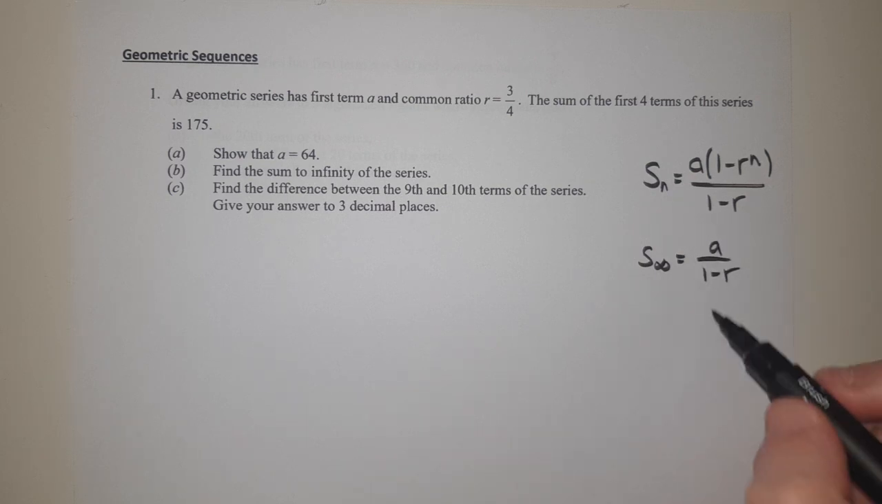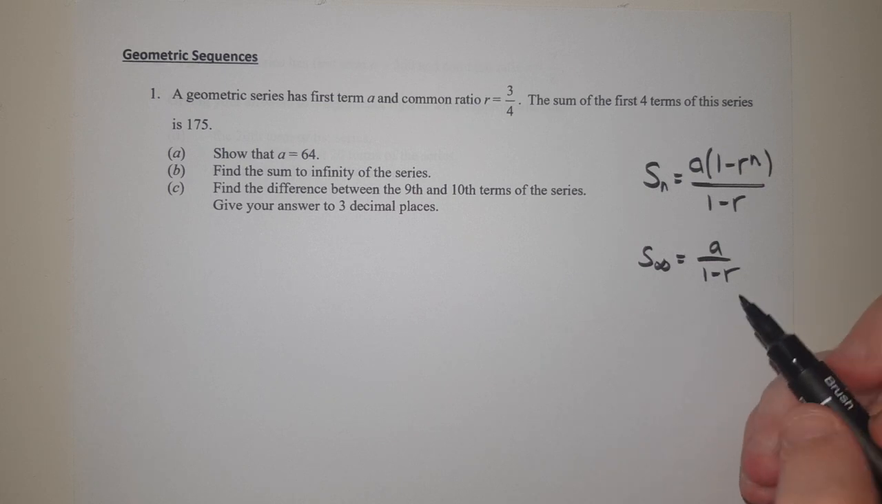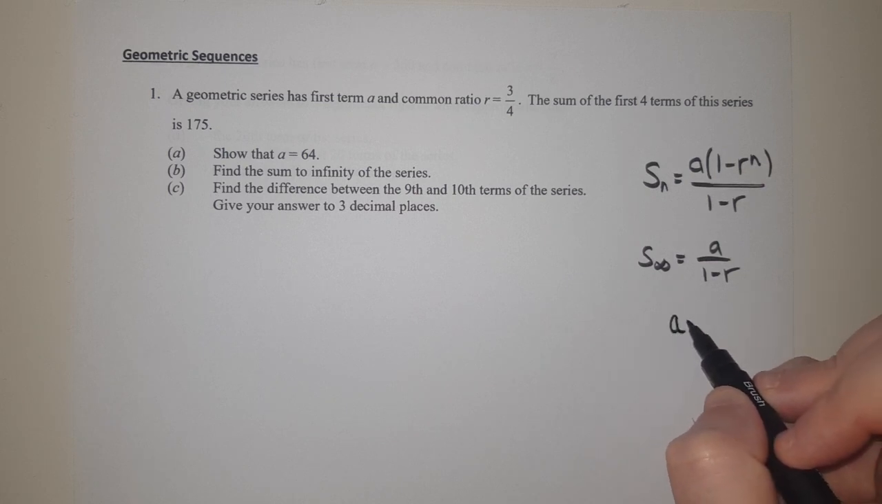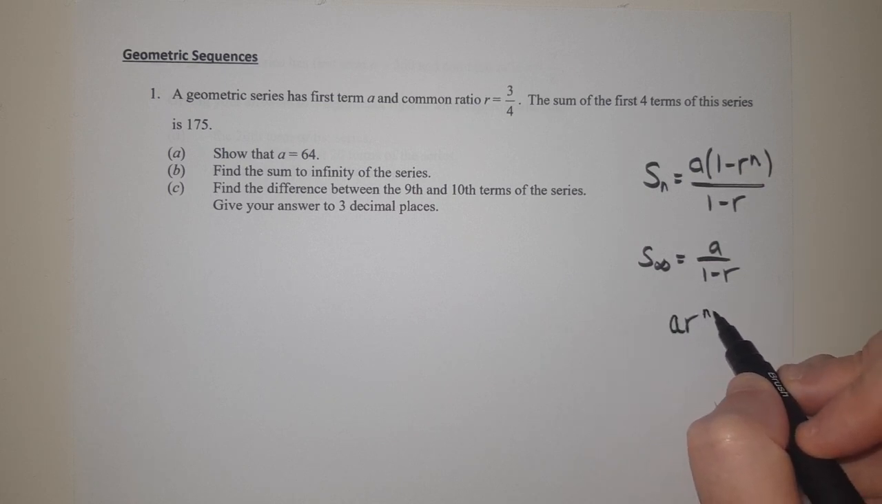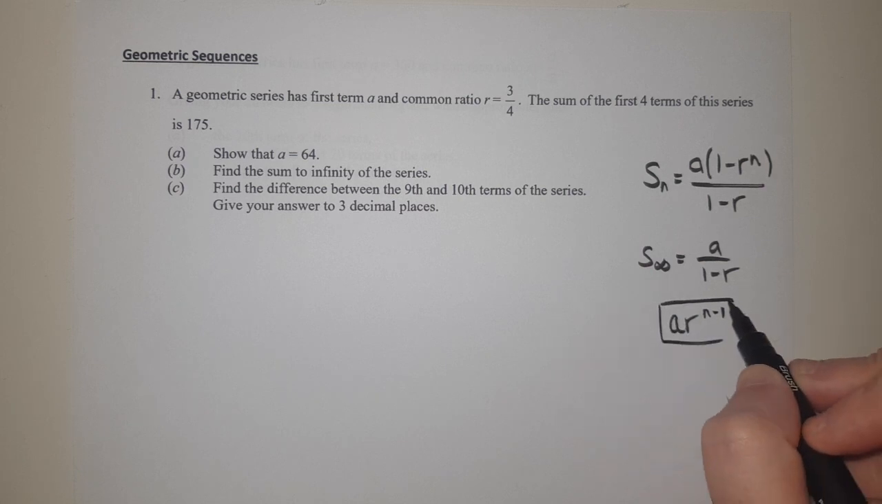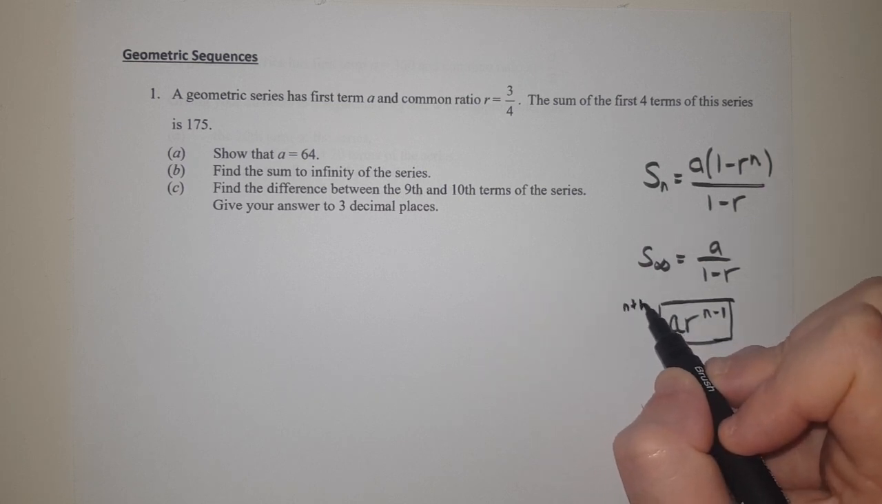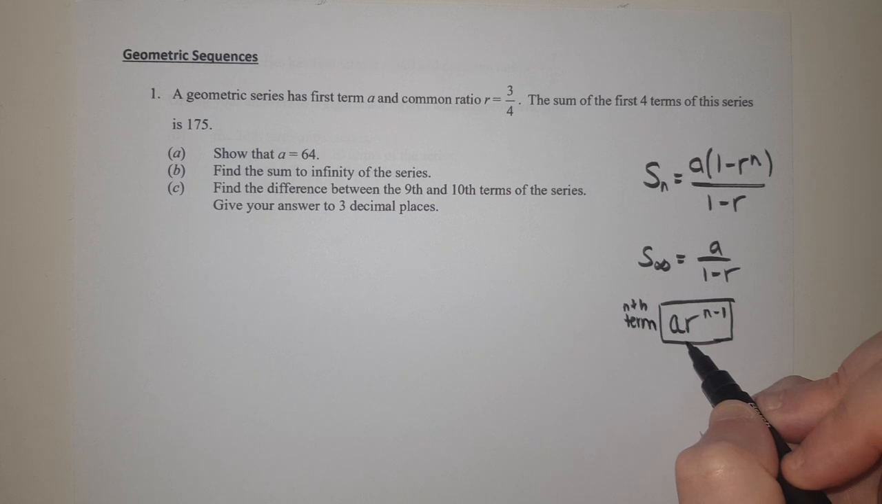But you just need to remember that the typical rule for a geometric sequence is ar to the n minus 1. That is basically your nth term, so that will find you any term in the sequence rather than a sum or a sum to infinity.